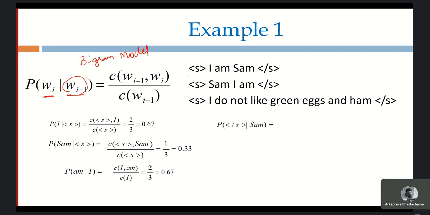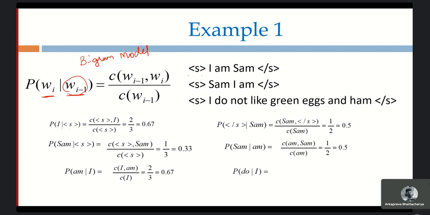word. So now if you look into the end of the sentence and Sam, it's coming to 1 by 2. Probability of Sam given am is 1 by 2. Probability of do given I is 1 by 3. So in this way, we get the probability values for each and every sequence of words when I am using a bigram model. Okay.